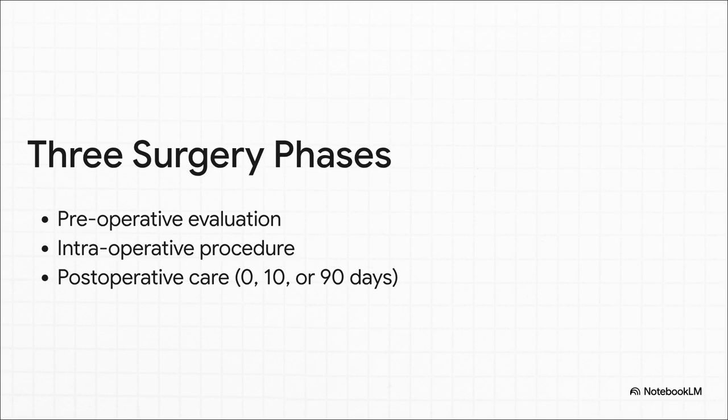Now, the numbers 0, 10, or 90 days denote the length of that postoperative window, and it varies depending on the specific surgery code. So a minor procedure, like a simple biopsy, might have a 0 or 10-day global period, while a major joint replacement almost always has a 90-day global period. You need to keep 0, 10, and 90 locked in your memory for sure, because it is going to come up constantly when you're working these claims.